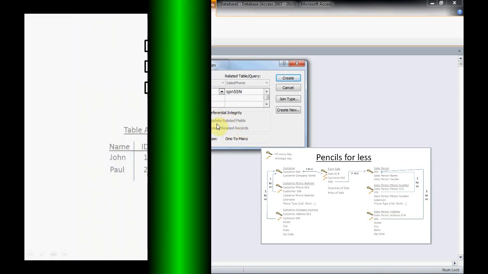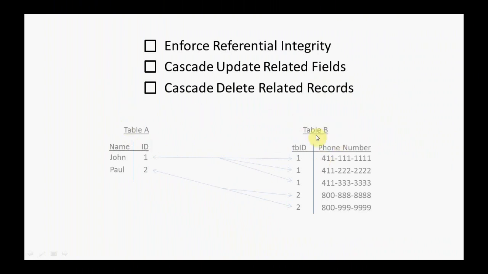They are very important. Okay, so this is the example that we're going to use. We have table A, which has John and Paul, and John has 3 phones that are associated with him, 3 phone numbers, and Paul has 2 phone numbers. Now if I do not have Enforce Referential Integrity selected, that means that I can come over to this number, open up this table in Datasheet View, and just change this number to 3. And obviously you can see there's a problem. There's no 3 to be associated with.